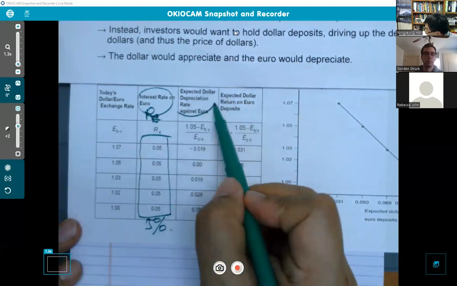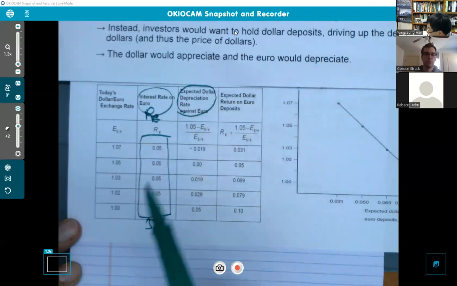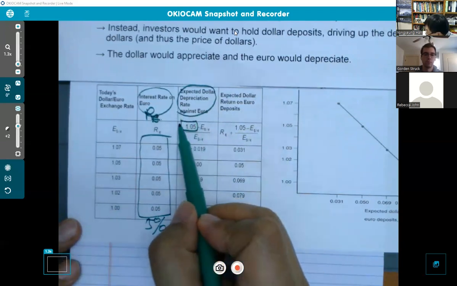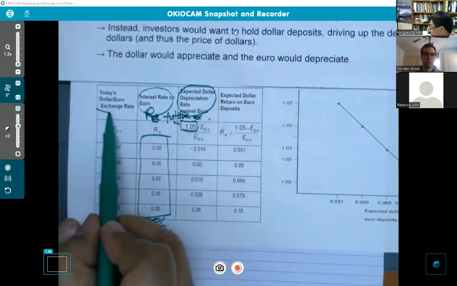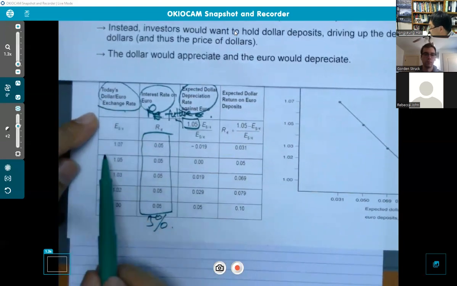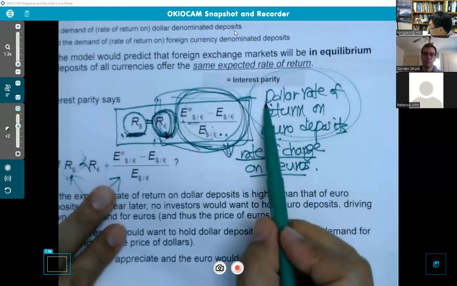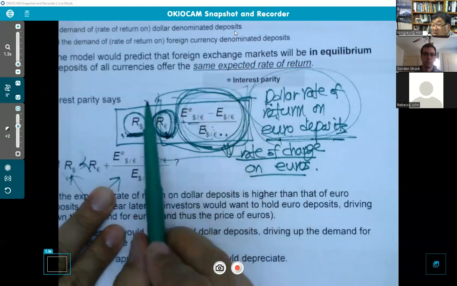Then we just guess the future exchange rate. The future exchange rate is given as $1.05 per 1 euro. Okay, this is future. Then if today's exchange rate changes from this to this, what happened to dollar rate of return on European deposit? So what happened to this? And what happened to the whole thing?